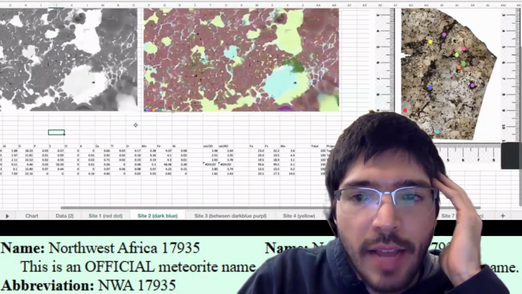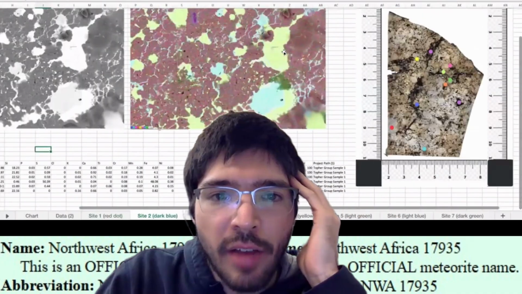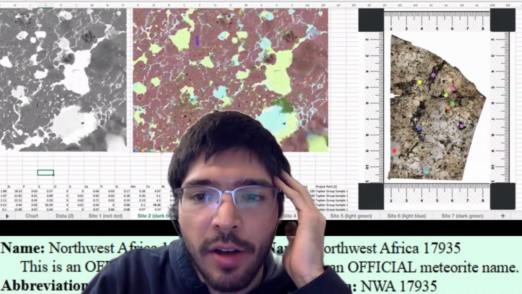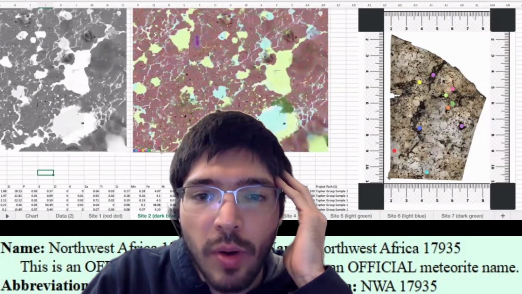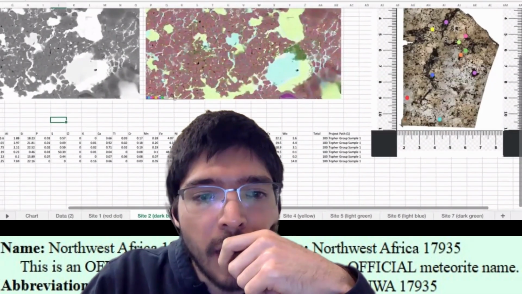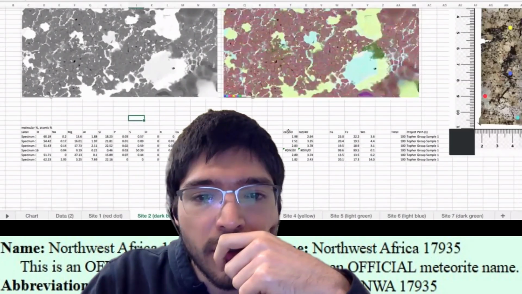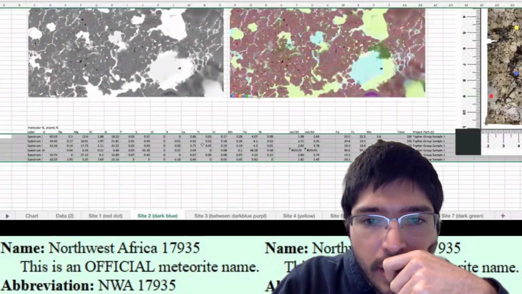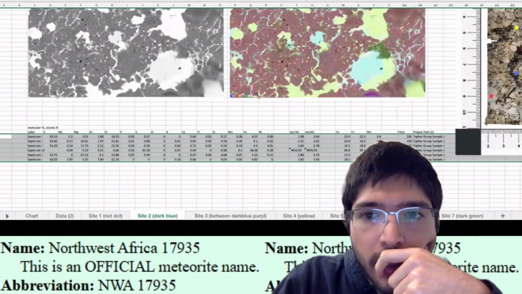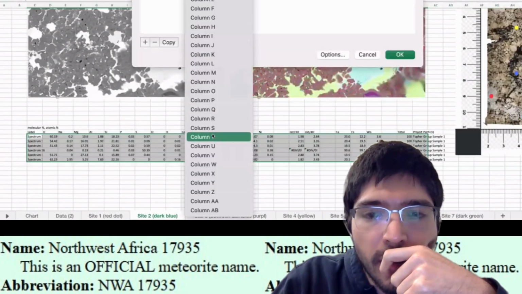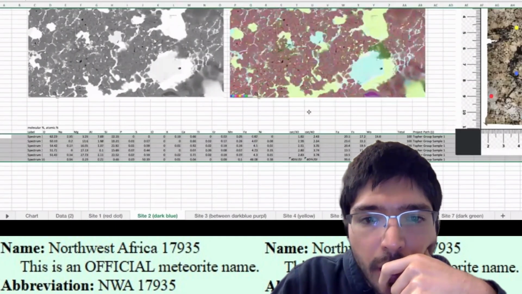Now this site, I told you that it's inside of a shock melt vein, so it's not going to be exactly diagnostic of representing the equilibrium conditions of the entire rock. So I am going to skip this, but I will leave the data here if anyone wants to look at it. But I will say that if I just, very quickly, sort this by, let's say, the column. So I'm just going to look very quickly to see if there's anything maybe interesting in here.